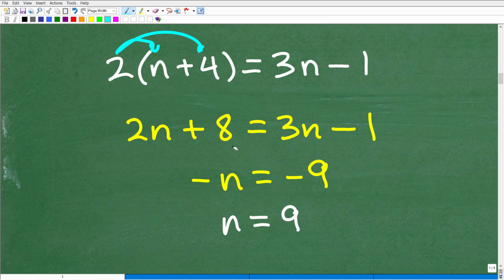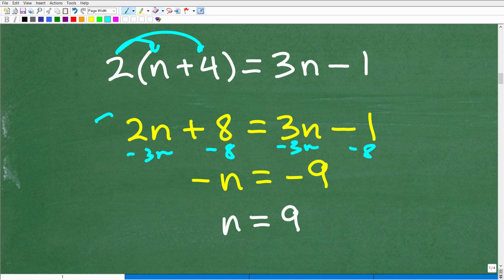A couple different approaches I could take here. I'm going to just go ahead and subtract 3N from both sides of the equation. And that's going to give me negative N is equal to, and I want to subtract 8 from both sides of the equation, negative 9. Negative N is equal to negative 9.